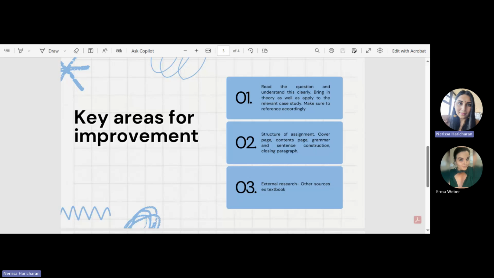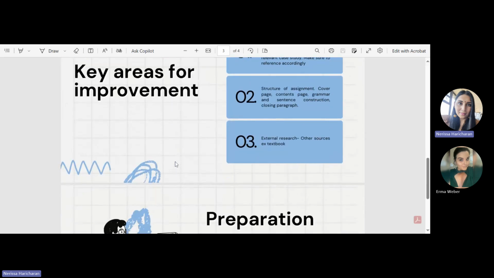All right. Number 2, structure. Structure, very important. Make sure you're using the assignment template. When you are doing your essays, make sure that you have an introduction, a body, as well as a conclusion, and you have good sentence construction. Any external research using other sources outside of the textbook, I would recommend. In your assignment 2, you'll see that you're asked for a lot of those.